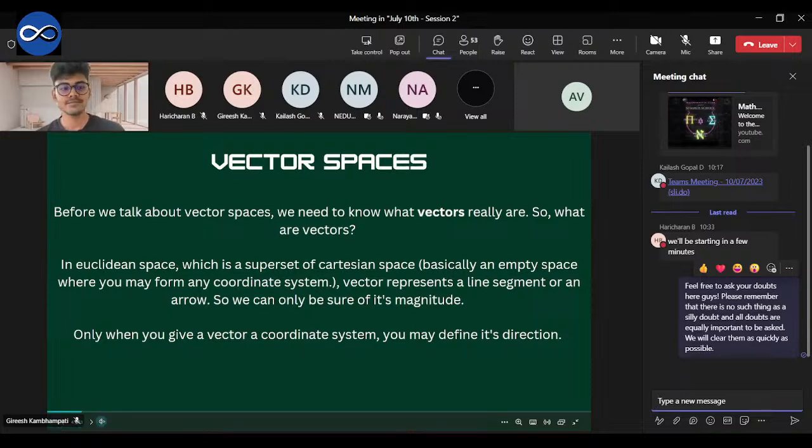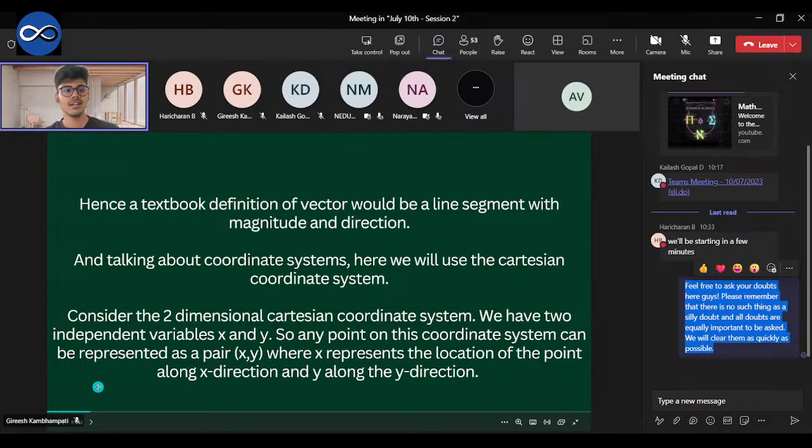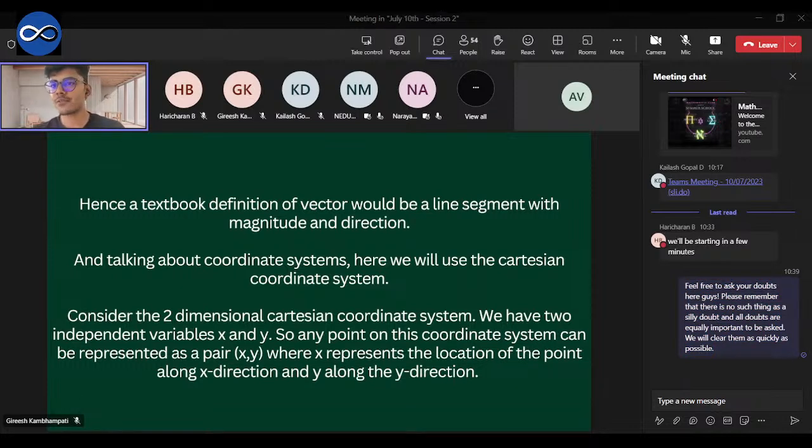Yeah. So a textbook definition of a vector would be a line segment with magnitude as well as direction. Okay. So we have defined what a vector really is. Now let's consider a two-dimensional Cartesian coordinate system. In this we have two variables, x and y. The y variable is plotted along this direction, which is usually considered the y direction, and x is considered this way. So you have x and y axes. That's what we call them, axes, right?